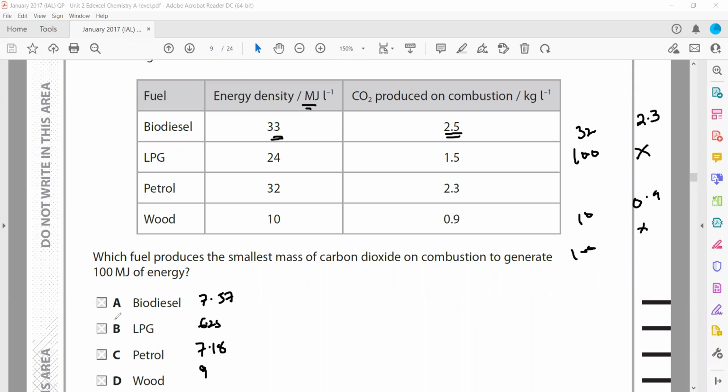So the correct answer here, because the question is which produces the smallest mass of carbon dioxide: LPG, liquid petroleum gas, produces the smallest amount of carbon dioxide. So B is the right answer.